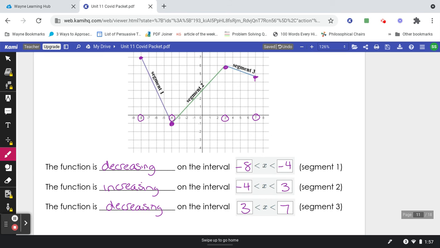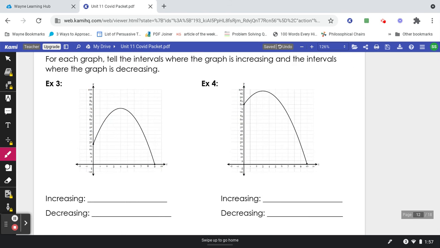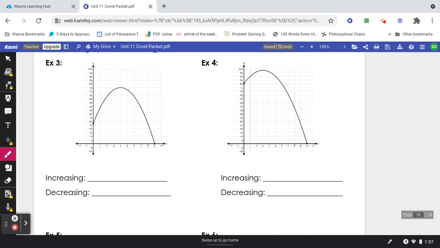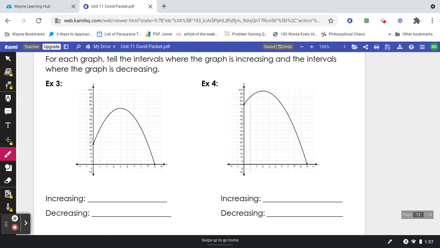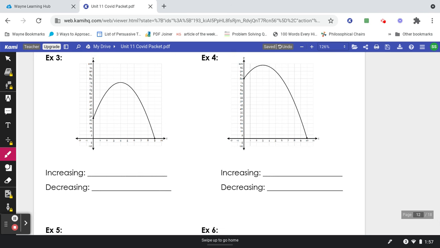On the back side, we'll need to write our own inequalities, so our own x's with the less than symbols. For each graph, tell the intervals where the graph is increasing and the intervals where the graph is decreasing. In example number 3, we are increasing from this point all the way up to this point. On our graph, that would be from 0 all the way to 4. I write that as 0 less than x less than 4.